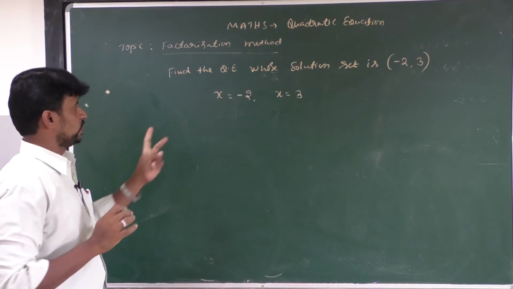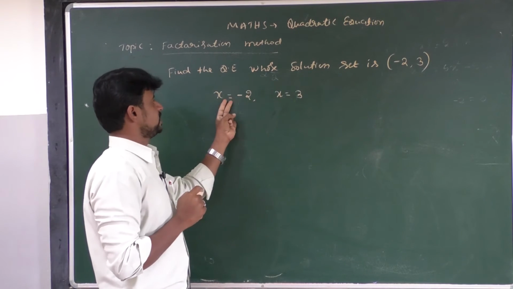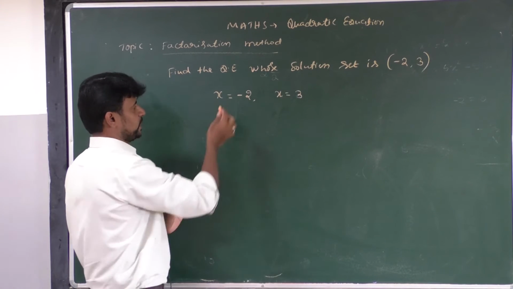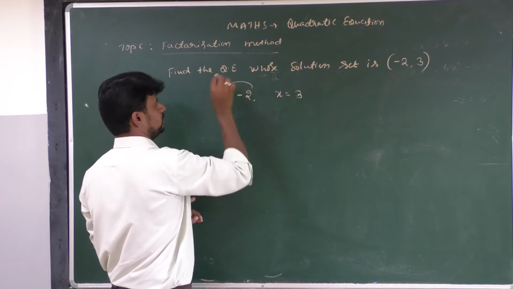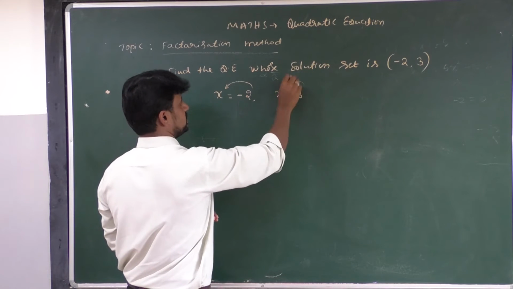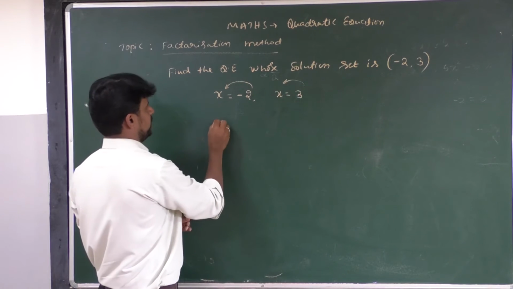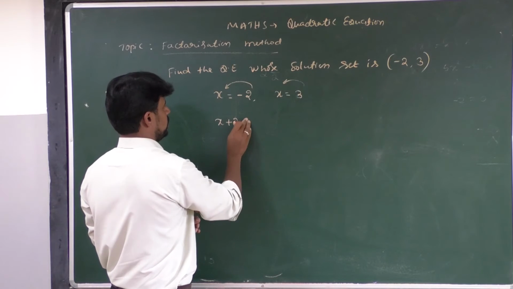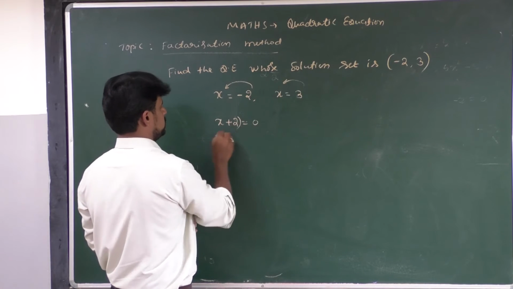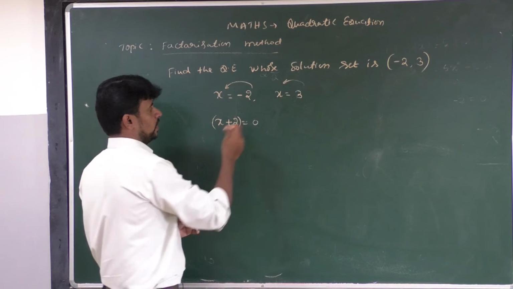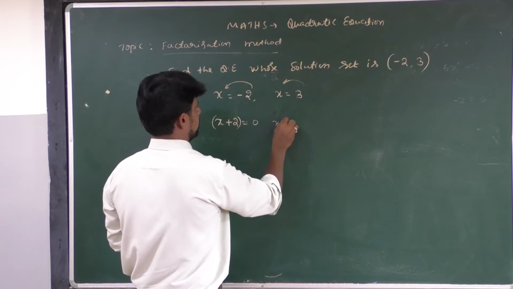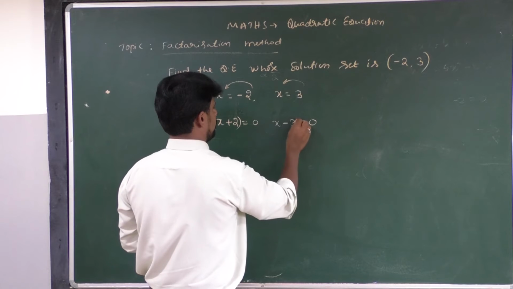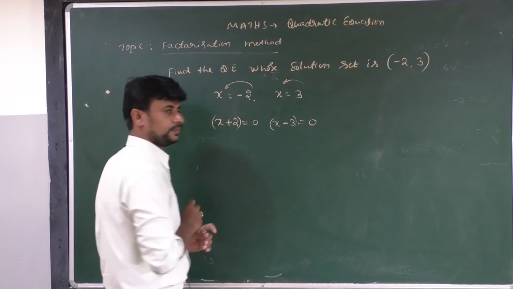This is the first step. You have to take it like this: x is equal to -2 and x is equal to 3. What is the next step? Next step is very simple. Take this -2 to the left side, as well as take this 3 to the left side. Then x = -2 becomes x + 2 = 0, and x = 3, if you take this 3, it becomes x - 3 = 0.